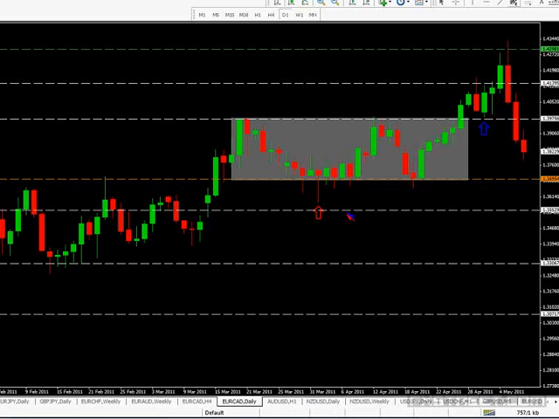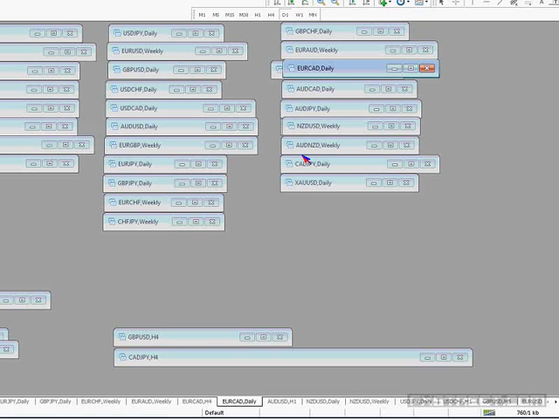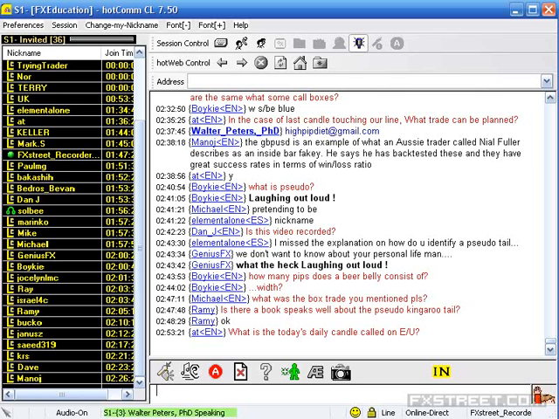So it also gives you a good example of some other Kangaroo tails there. So that's it, folks. That is it.